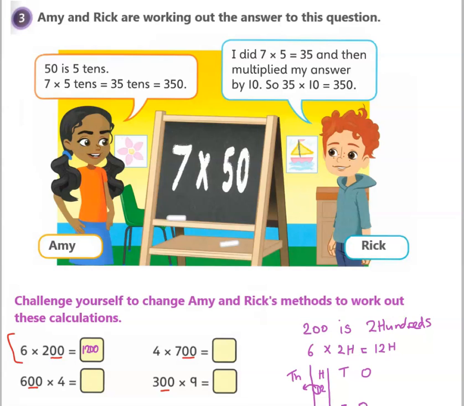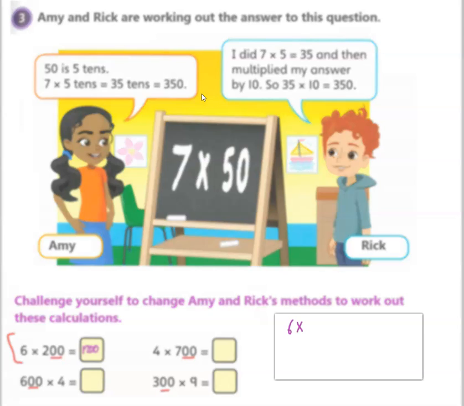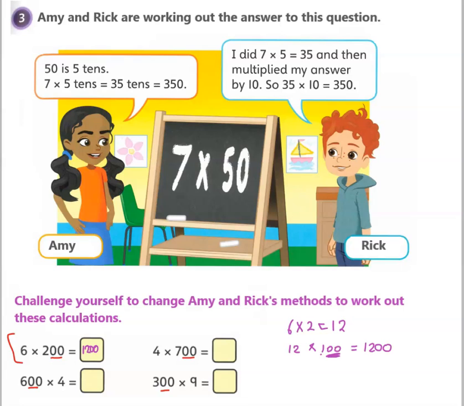Let's have a look at applying Rick's method. So Rick would have said 6 times 2 equals 12. And then he would have multiplied the answer 12 by 100. 1 times 12 is 12, but we're not multiplying by 1, we're multiplying by 100. So we need to take into consideration the ones and tens place value. So 0 into the ones place value, 0 into the tens place value, and we end up with 1,200, the same product. I'd like you to pause the video now and try the next three.